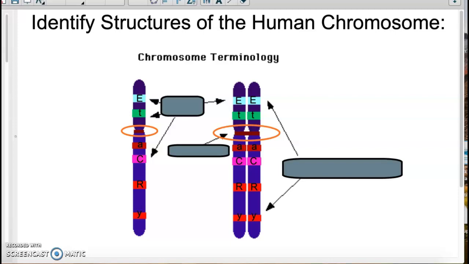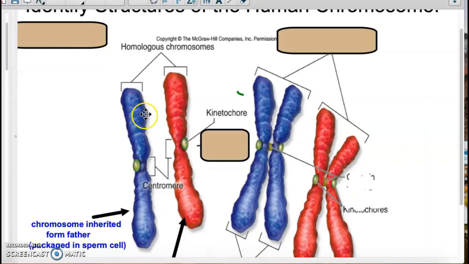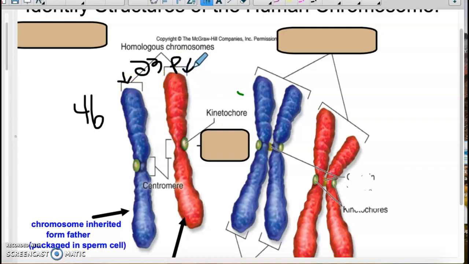So to briefly discuss chromosomes, remember that on these chromosomes, these bands are genes, and each gene has an allele. When we say homologous chromosomes, we're saying that in our body we have 46 chromosomes, and they're homologous, which means we have 23 pairs: 23 chromosomes from our dad, and we have a homologous match from our mom. So 23 pairs equal a total of 46.